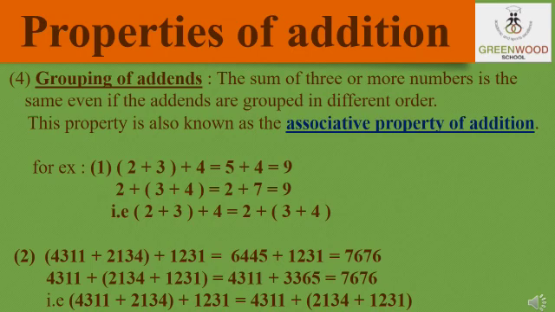Now what is 2 plus 3? 5, and 5 plus 4 is equal to 9. Now in the next step, the brackets have been shifted to the next number. That is 2 is now kept alone while the brackets are in 3 plus 4. So first 2 will be written as it is while 3 plus 4 will be done before. Now what is 3 plus 4? 7. So 2 plus 7, again we get the answer 9. This is known as associative property or the grouping of addends. In the second example, I have taken some bigger numbers. You can also try it by yourself.